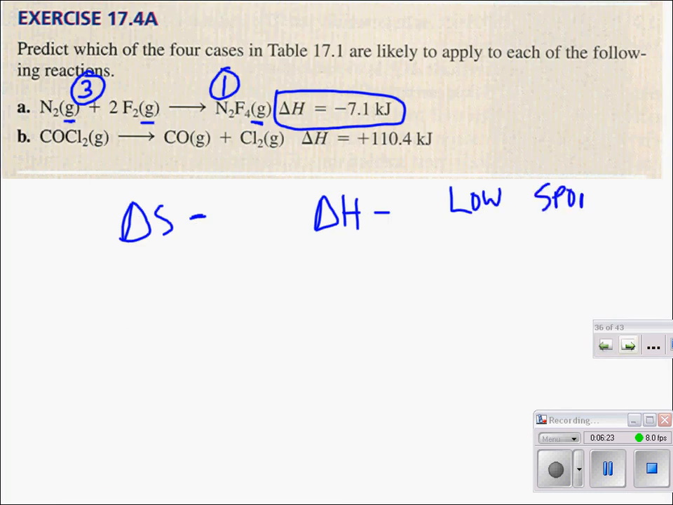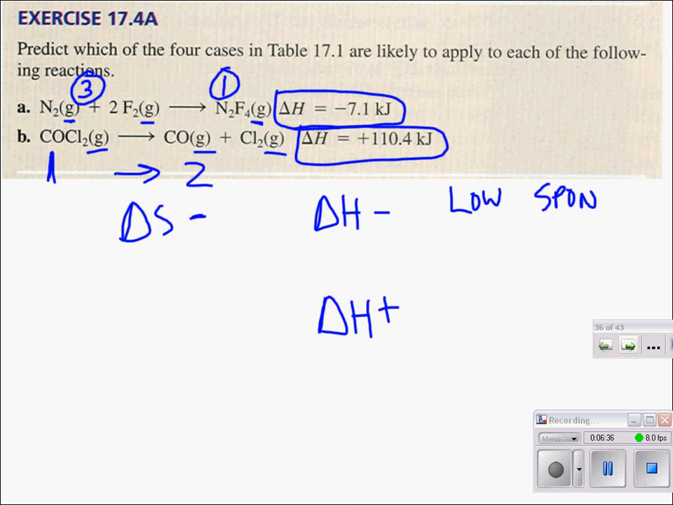Next one, my delta H value is positive. So for the second one, B, I say a positive delta H. By inspection, gas, gas, gas. So I have 1 mole on the left, 2 moles on the right. Therefore, my delta S value is positive. Again, signs are the same.